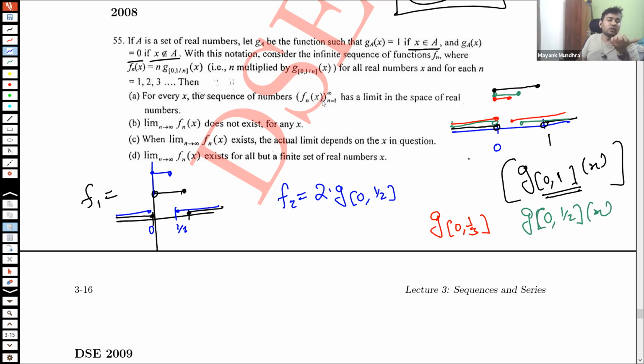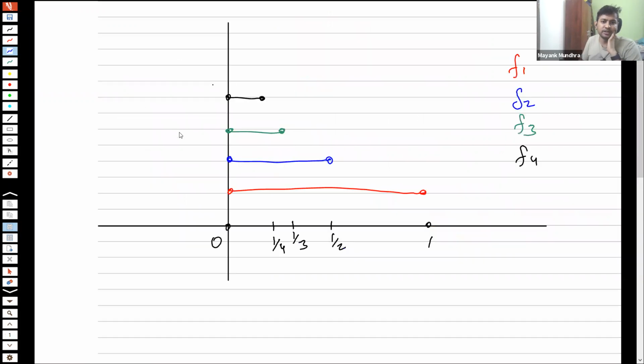So now you consider any x. Let us look at all the options. Limit n tending to infinity fn x does not exist for any x. This is obviously false, because it's saying that the limit does not exist. So let us take x equals 2. Now for x equals 2 here, every function is 0.